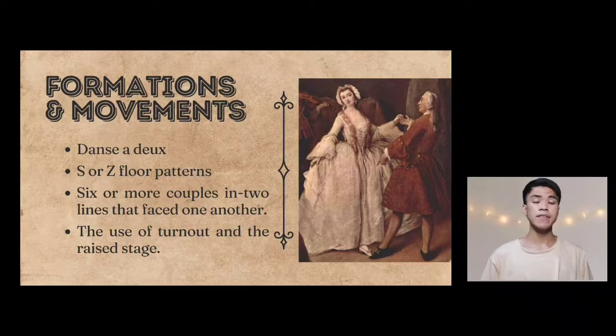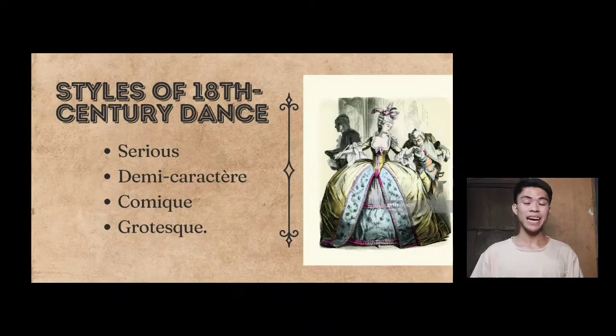So at the beginning of the 17th century, dances focused on creating floor patterns. So an example is the S or the Z patterns. So this changed as the raised stage became more prominent. So Rameau stressed verticality and the use of opposition of the arms. So also the use of turnout and the raised stage with a proscenium arc created a frontal focus to dance performance. So last, we have the styles of the 18th century dance.